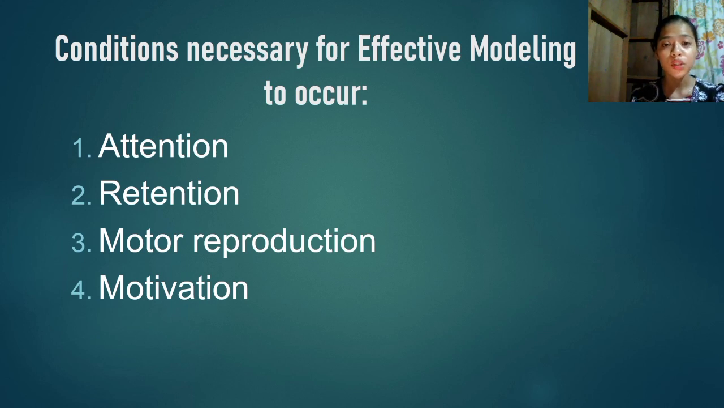Number four, the motivation. The final necessary ingredient for modeling to occur is motivation. Learners must want to demonstrate what they have learned. So remember that since these four conditions vary among individuals, different people will reproduce the same behavior differently.